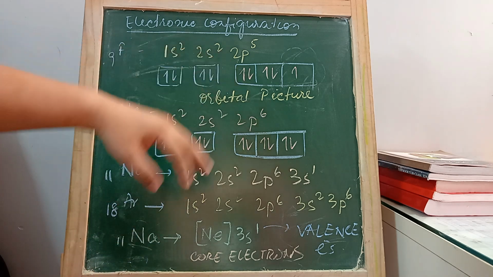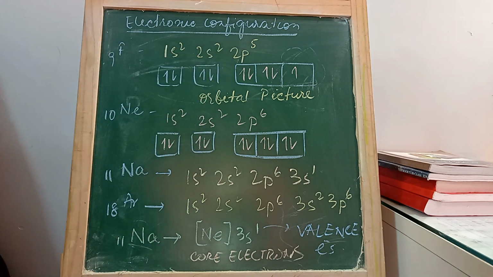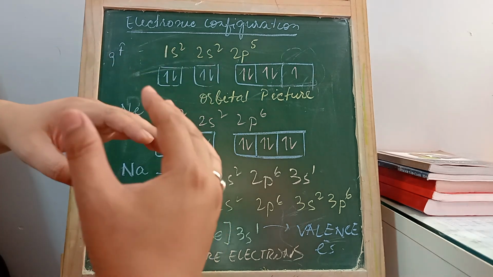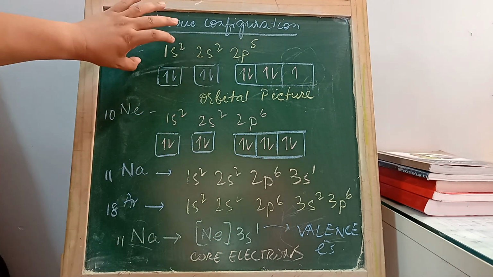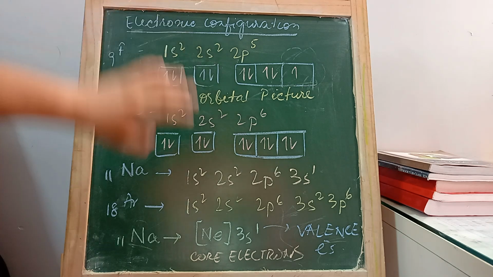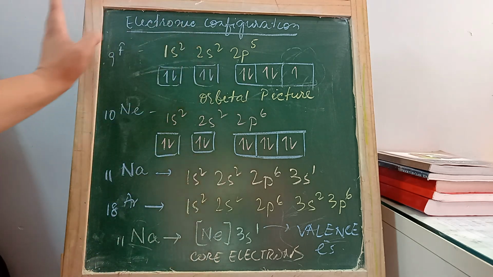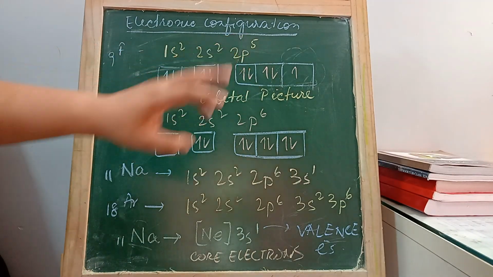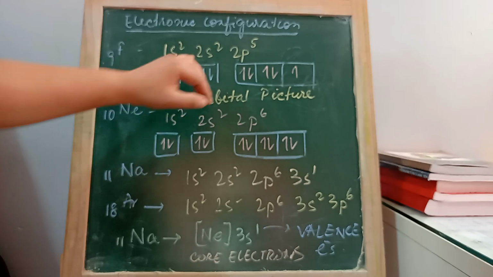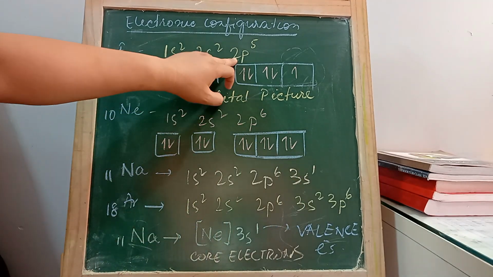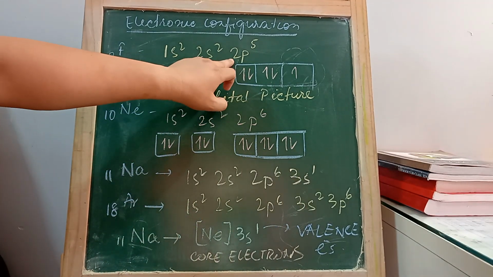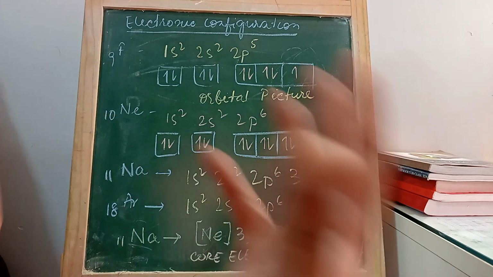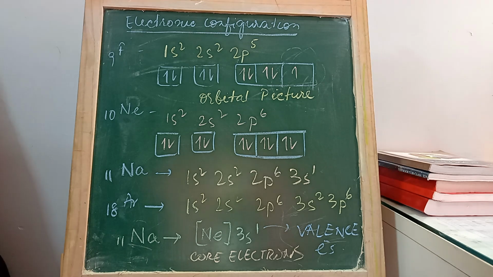Okay, let's see what the valence electrons will be in fluorine. In the case of fluorine, this 1s2 will be regarded as core electrons because they are present inside. And these 5 plus 2, 7 electrons are present in the shell having the highest principal quantum number. Here 2 is the highest principal quantum number. So in the second shell there are 7 electrons. So these 7 electrons are valence electrons. I hope you understood.